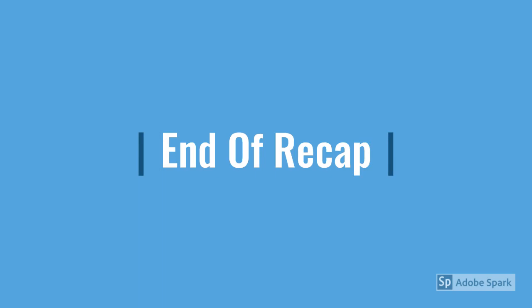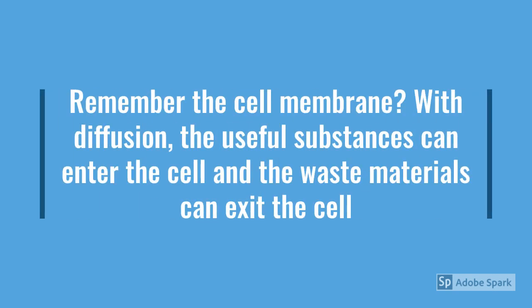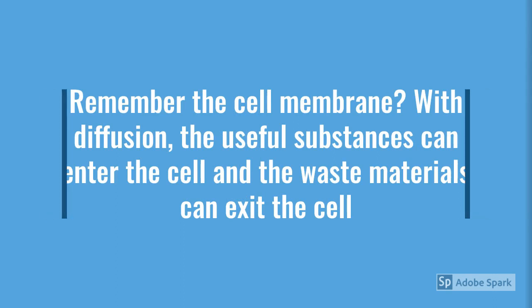Let's now talk about what I'm sure has been on your mind. Why is diffusion important? Diffusion is necessary because it allows our bodies to take in substances that are needed, such as oxygen, and get rid of the ones that aren't needed, such as carbon dioxide. These substances enter the cell through the cell membrane, and unneeded ones exit the cell membrane through diffusion.